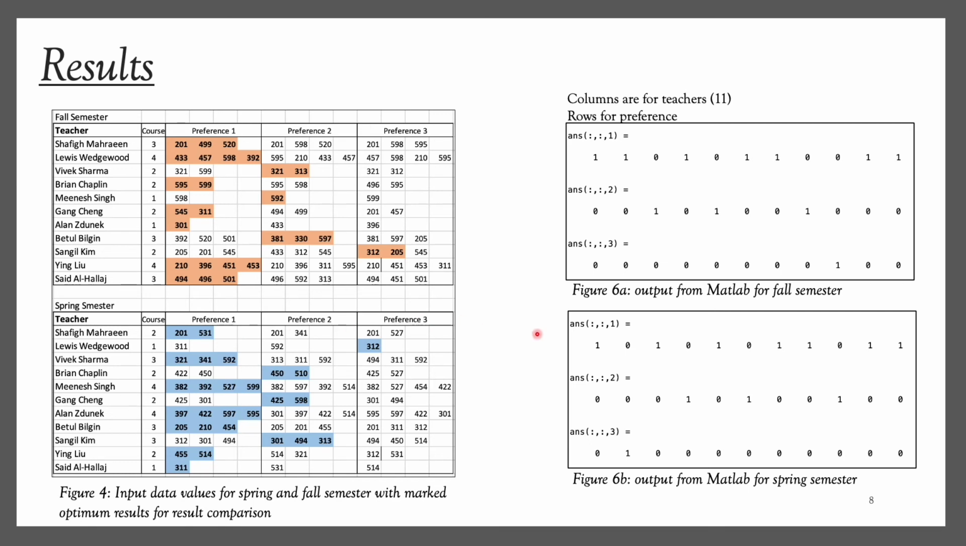And exactly, if you can see over here, the optimum course that was allocated was preference 1. And if you want to see some other example, we can see that for the 11th teacher in spring semester, the preference allocated was preference 1, not preference 2, not preference 3. And for the 11th teacher over here, the preference allocated was preference 1 indeed.